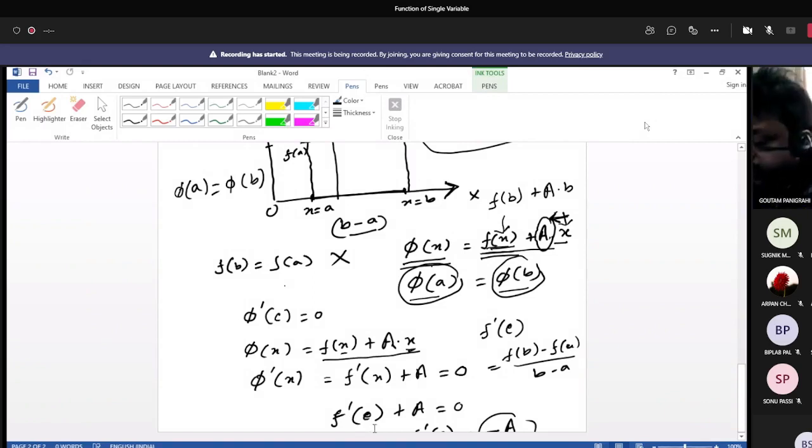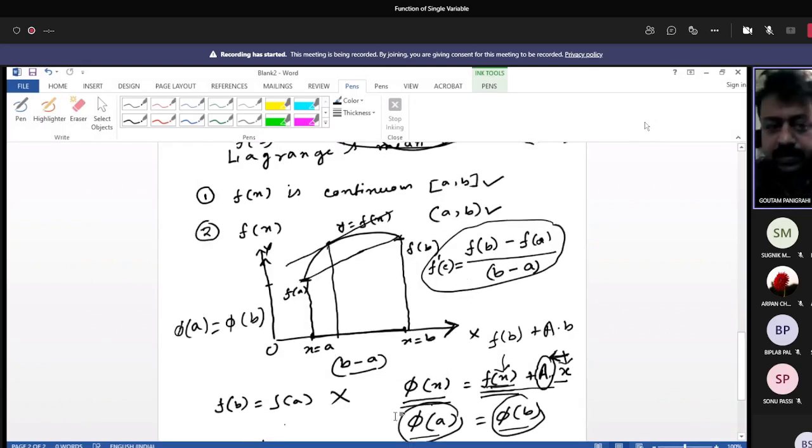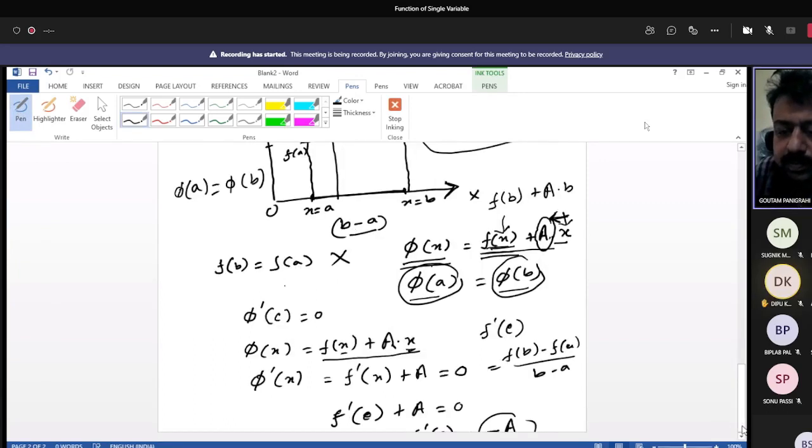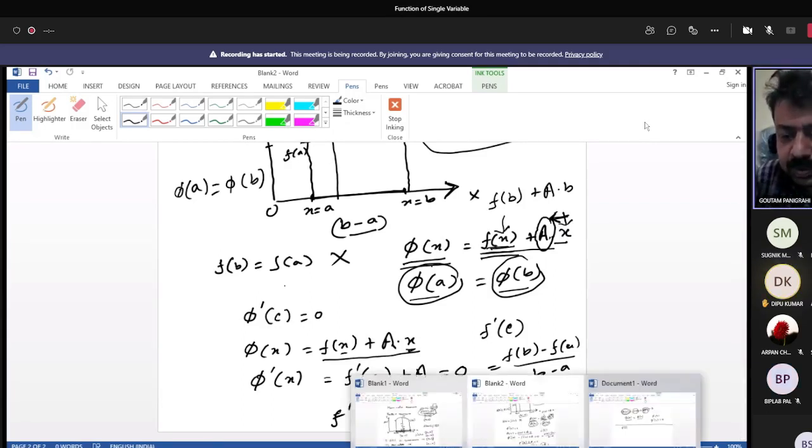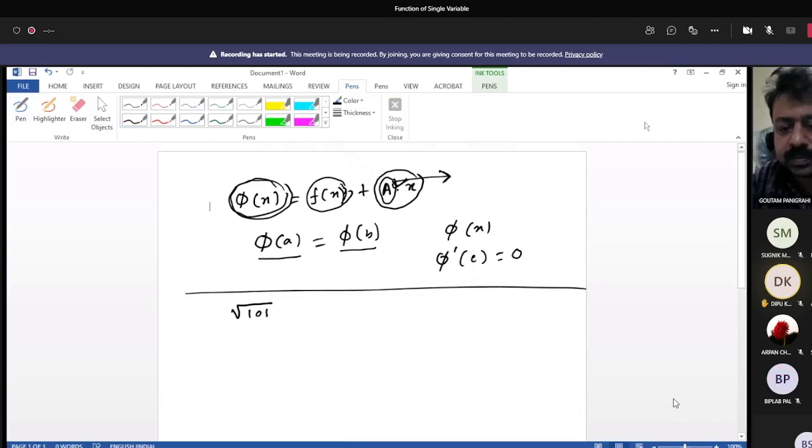Similarly, you have calculated the value of f dash c. Sir, please explain the question of approximation, where you have written the approximation question. Okay, next question.